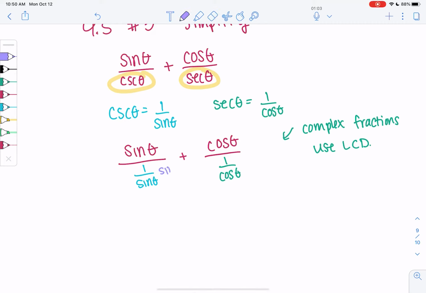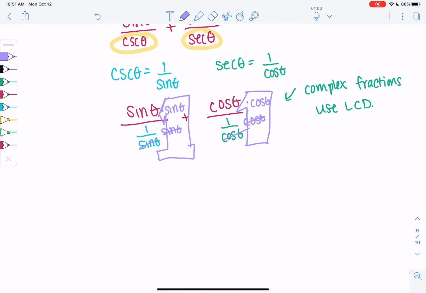So to get rid of this one, I want to multiply by sine theta because that'll get rid of the fraction on the bottom, and that's allowed as long as I also do it to the top. The second one, I want to get rid of this fraction, so we multiply by cosine theta because that'll cancel out, and that's allowed as long as we do it to the top also, right? Because we're multiplying by 1. Fancy forms of 1.